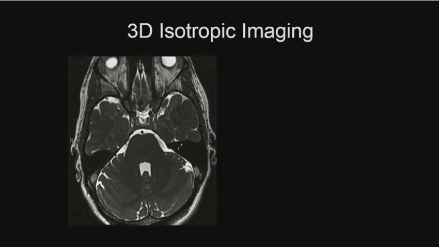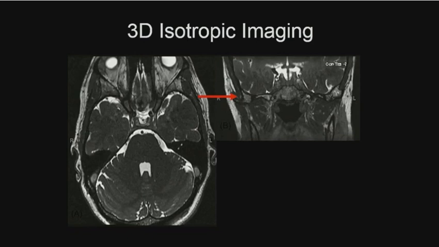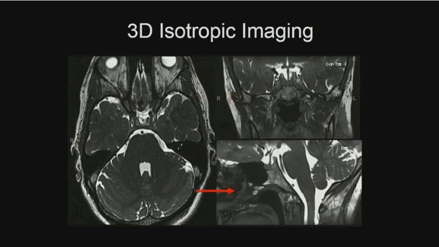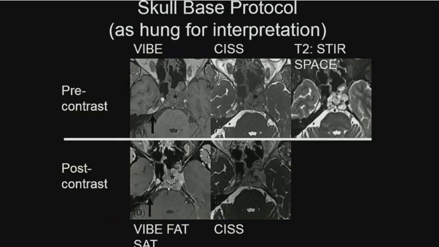In fact, we'd like to visualize as much of the cranial nerves as we can, and the protocol that we would suggest for this purpose is the one that I'm going to show you, that includes 3D high-resolution isotropic imaging, which allows us to acquire images in one plane, typically the axial plane, and reconstruct those images, of course, in the coronal and sagittal dimension post hoc.